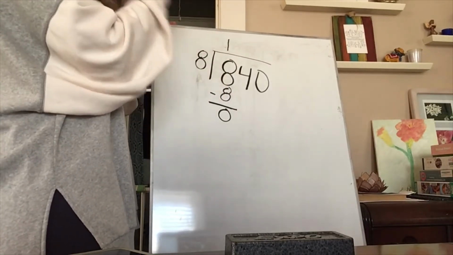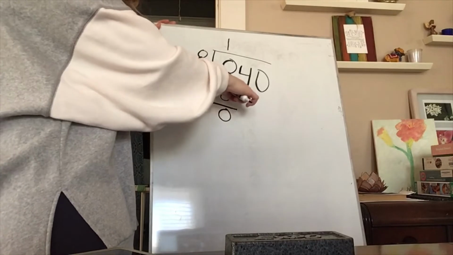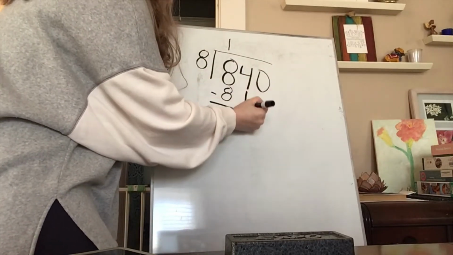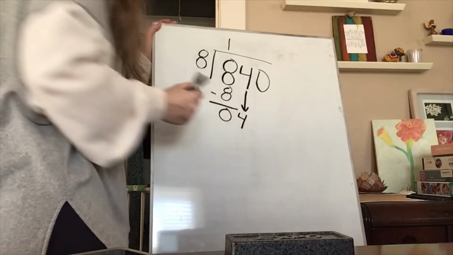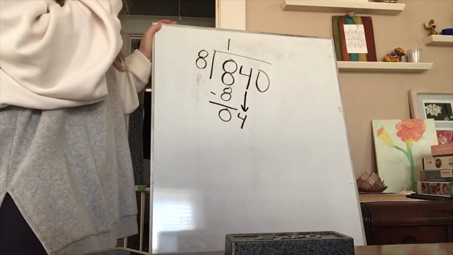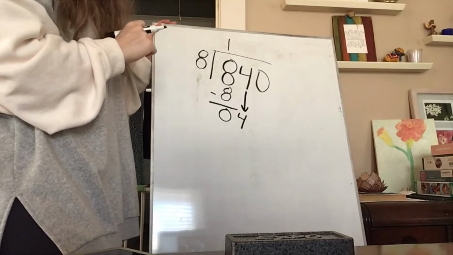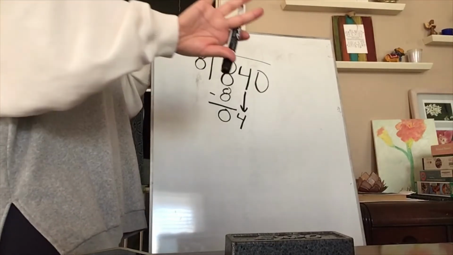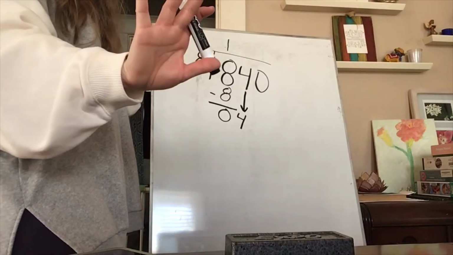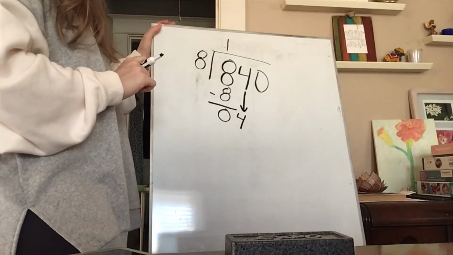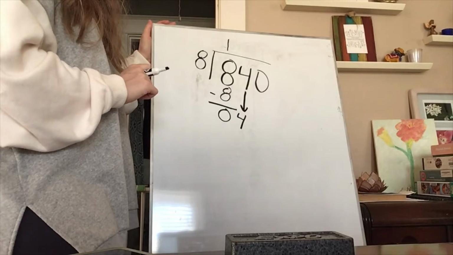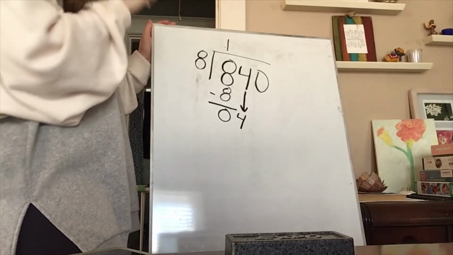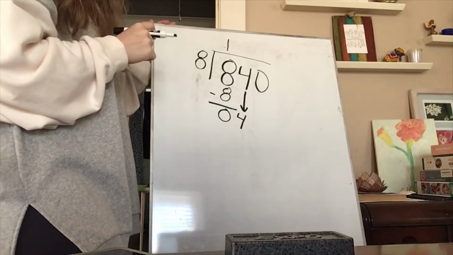Victoria, can we bring down this 8? No. Can we bring down this 4? Yes. So we're going to draw our arrow. And now we've created a what, Victoria? A new dividend. And what is our new dividend? 4. Okay, what do we do next? Carla. We see how many times the divisor goes into the new dividend that we got.